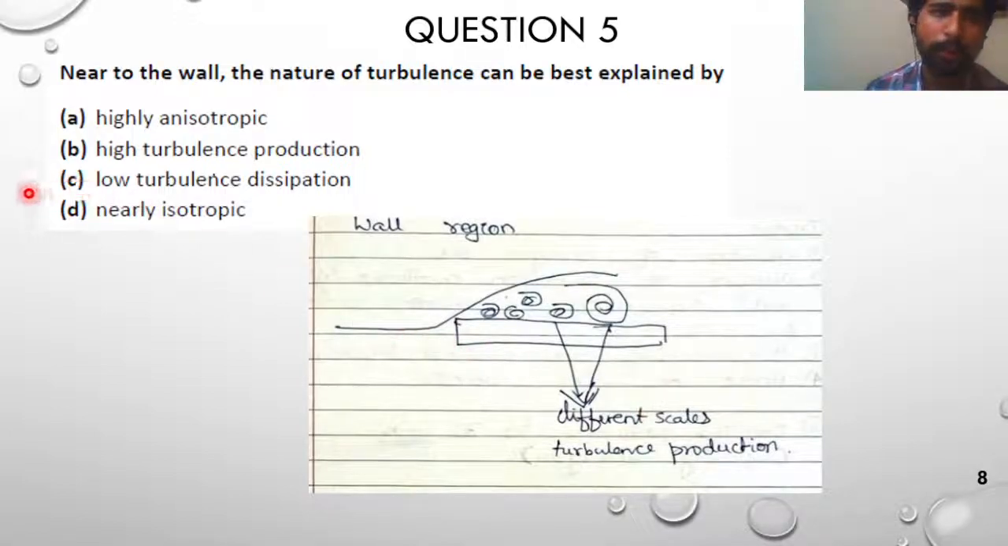So basically we have different length scales. They are anisotropic in nature because we don't have the same properties, the length scale, velocity scales, across all the regions. That is why they are highly anisotropic, they are not isotropic. So option number A is correct.